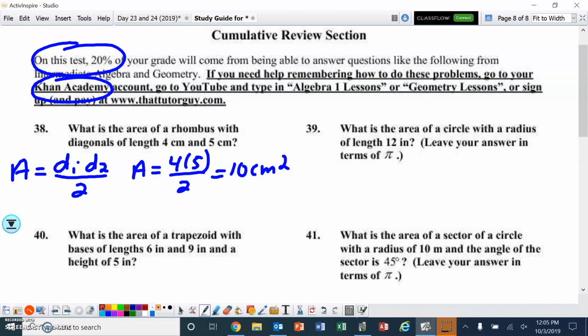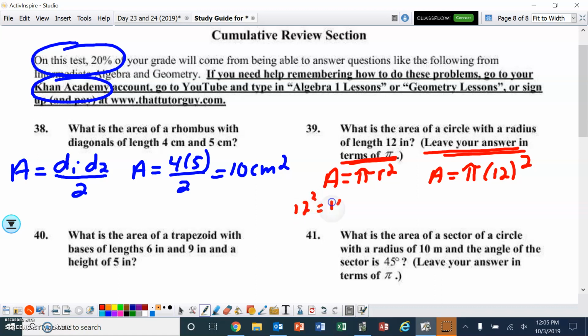Number 39, area of a circle. Okay, that one we should all know the formula to. Area equals pi r squared. Okay, leave your answer in terms of pi. So that means we're going to leave it alone. We don't want to touch it. So here we go. So the area is going to equal pi times 12 squared, because the radius is 12, and 12 squared is 144.